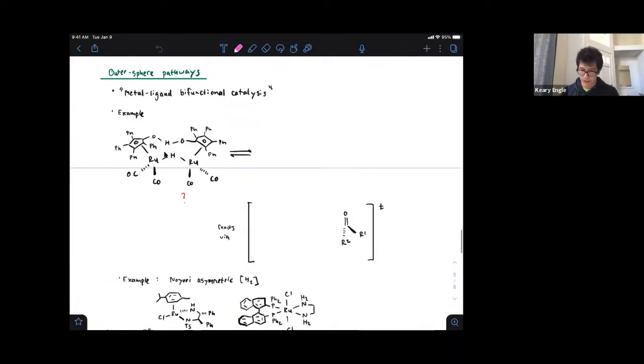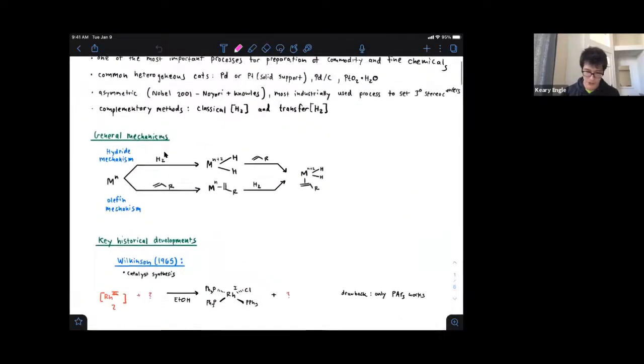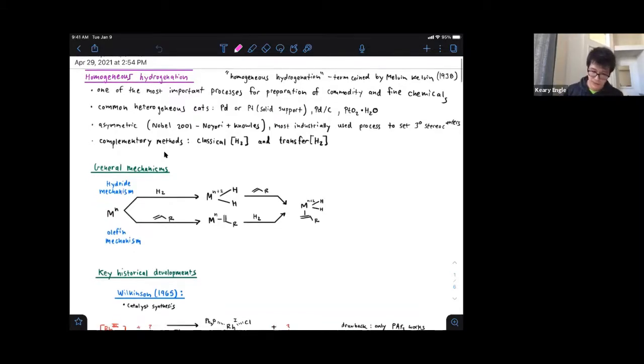Okay, now let's jump in to see how these concepts manifest in catalytic hydrogenations. We'll go through some of the basics here quickly because it's just restating things that we've seen.